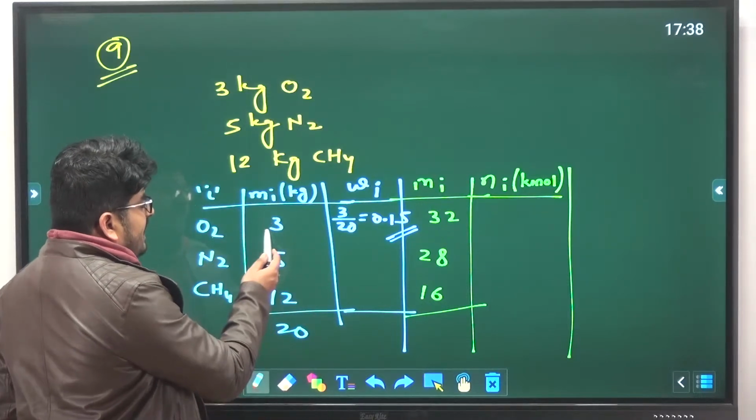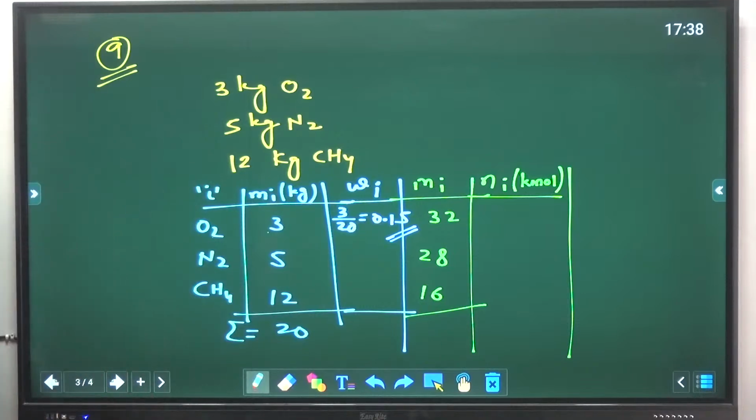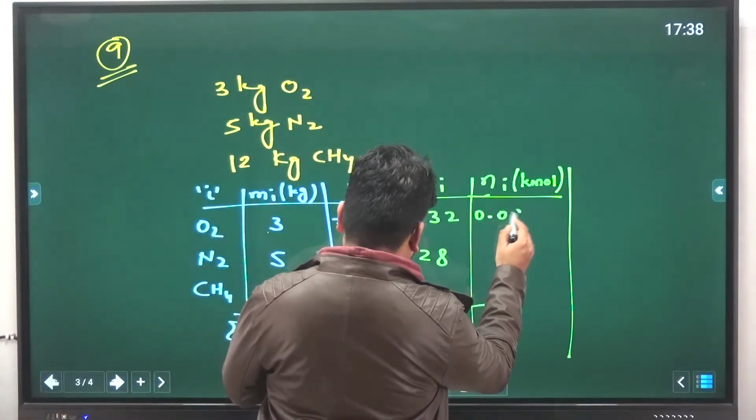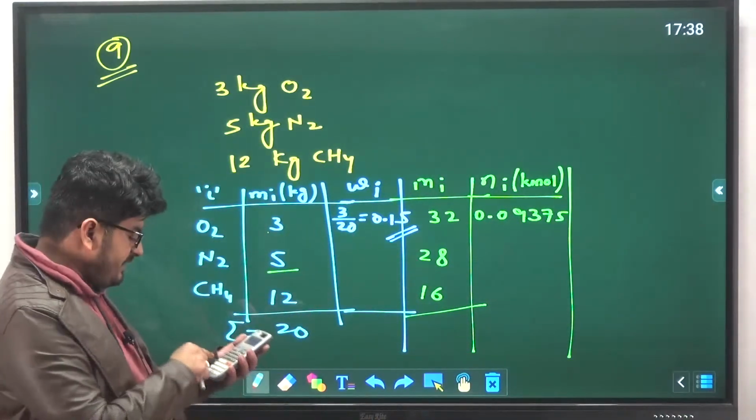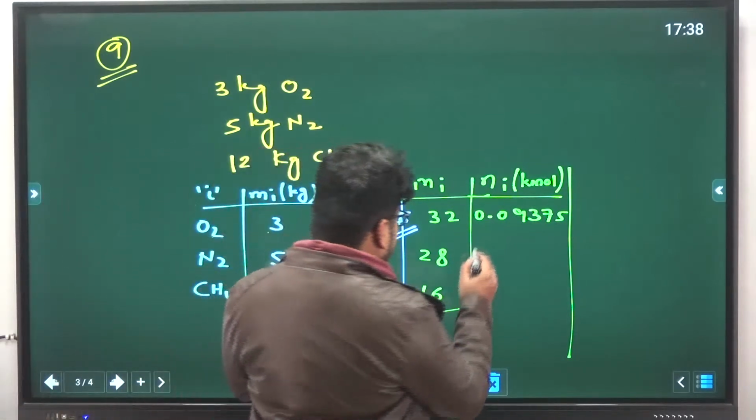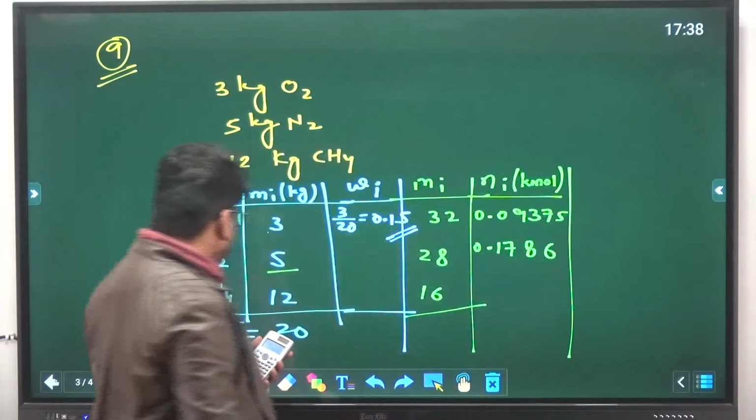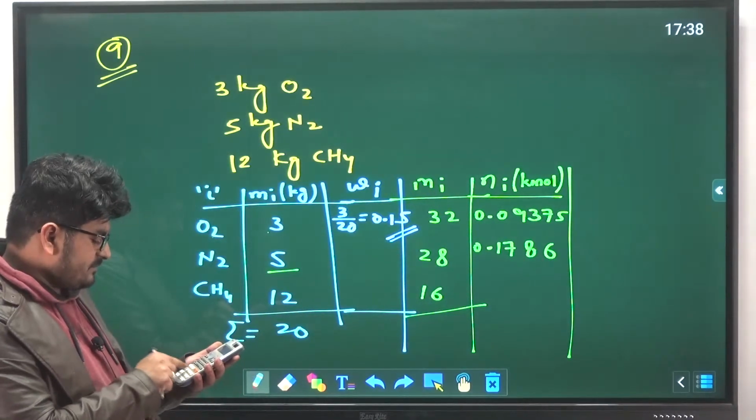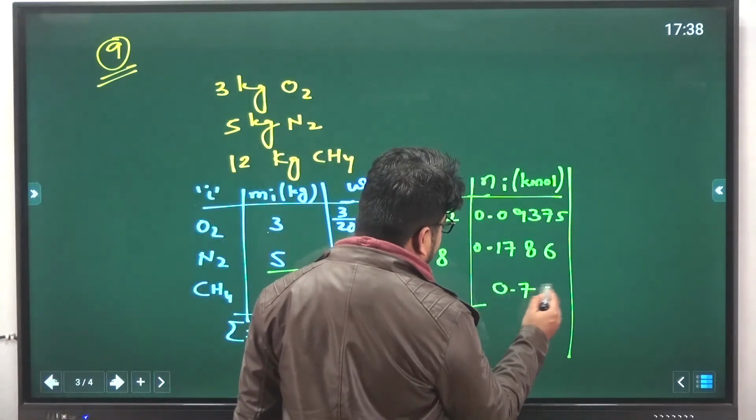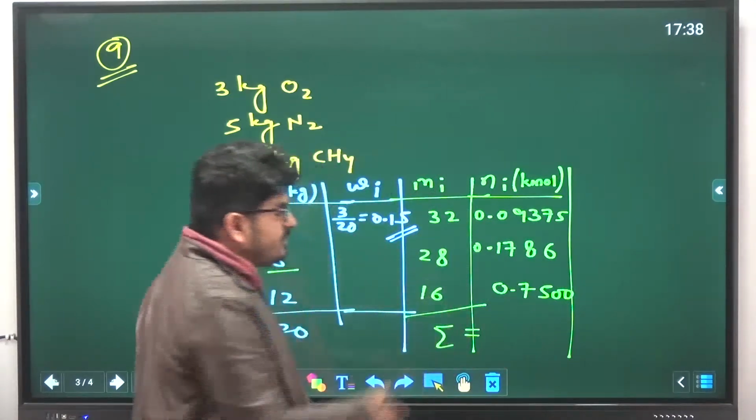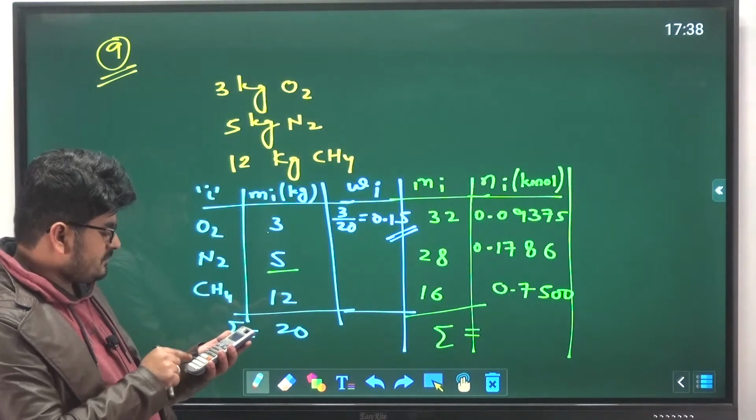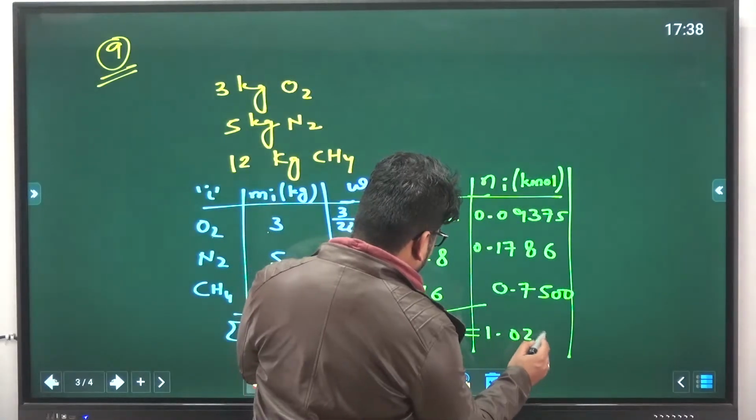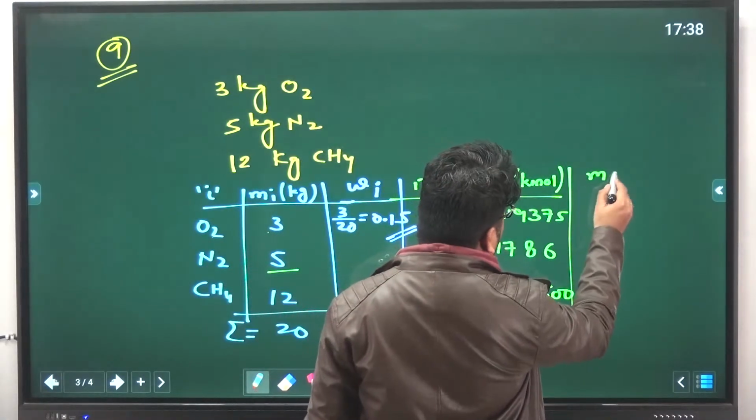So here for oxygen, mass divided by molecular weight, 3 divided by 32, will give you the number of moles of oxygen, which will be 0.09375. For nitrogen, mass divided by molecular weight is 0.1786 approximately. And for CH4, mass divided by molecular weight is 0.7500. Now calculate the total moles and you will get your answer after that. It will be 1.02235.